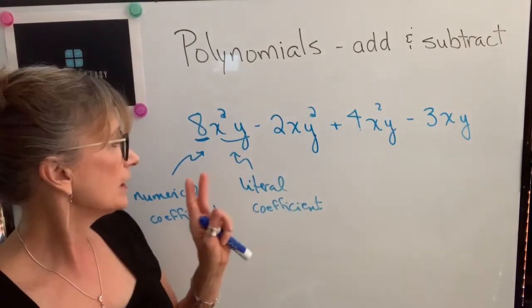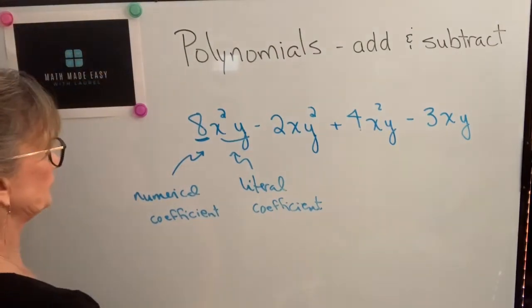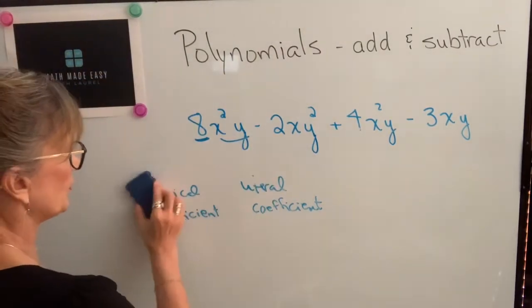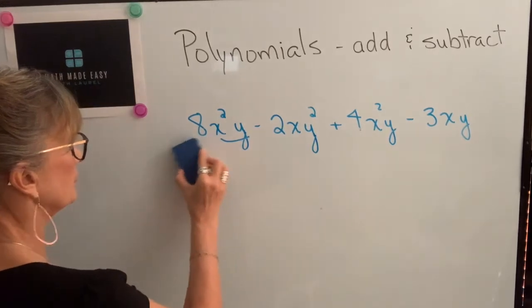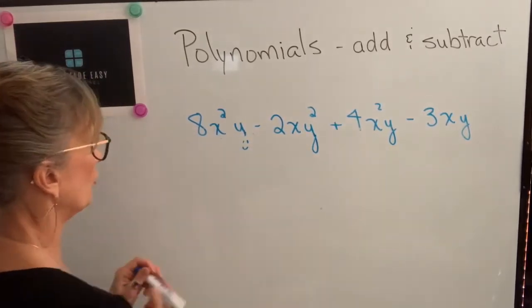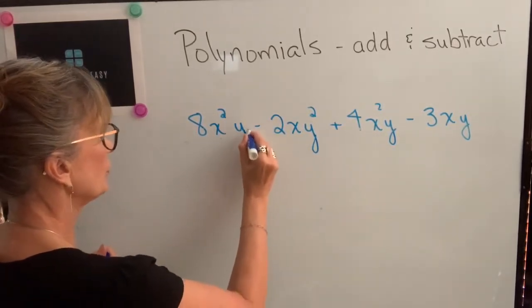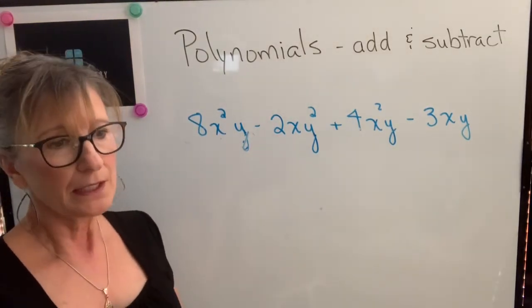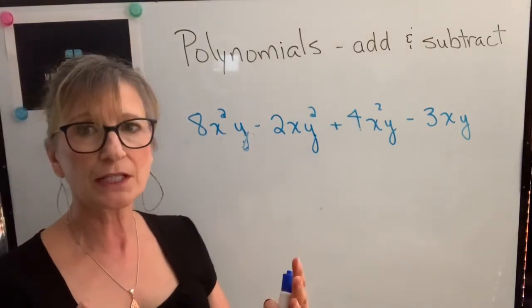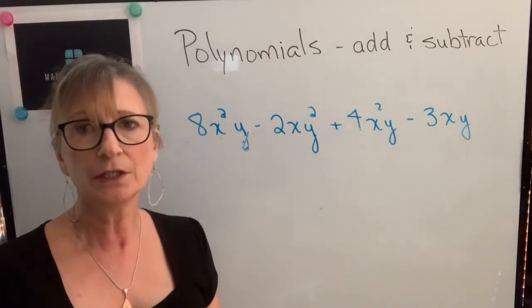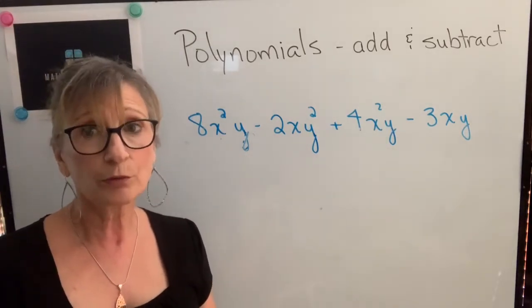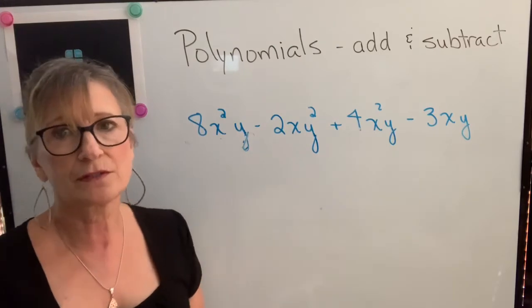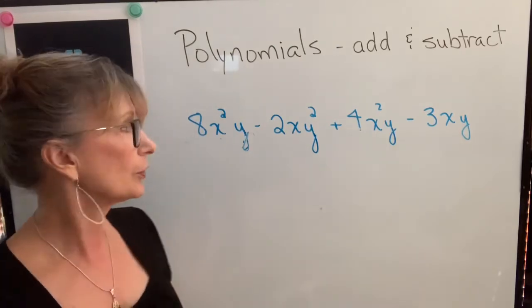If we were to look at this example, I have four terms. Sometimes if you have an expression that has two terms, it's called a binomial. Three terms, trinomial, but they're all polynomials. So as long as there's more than one term, it's called a polynomial.